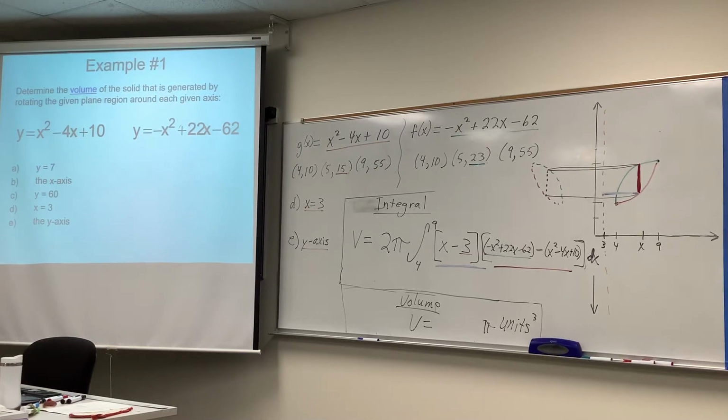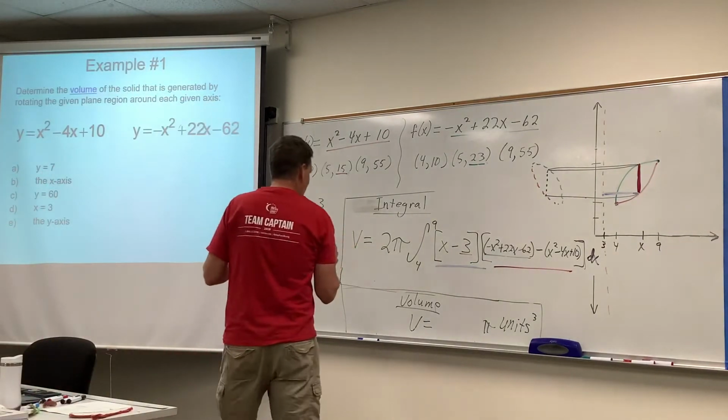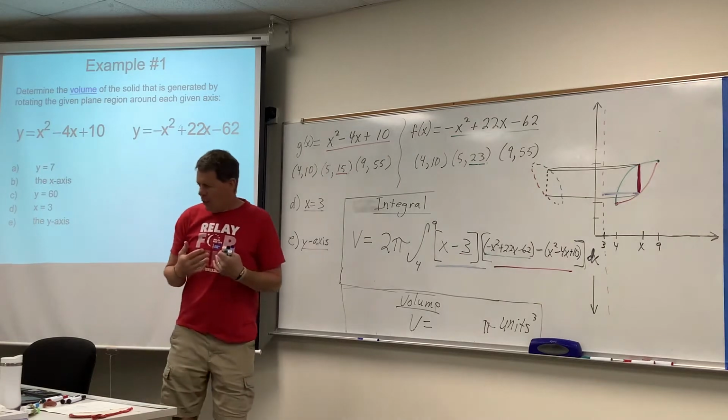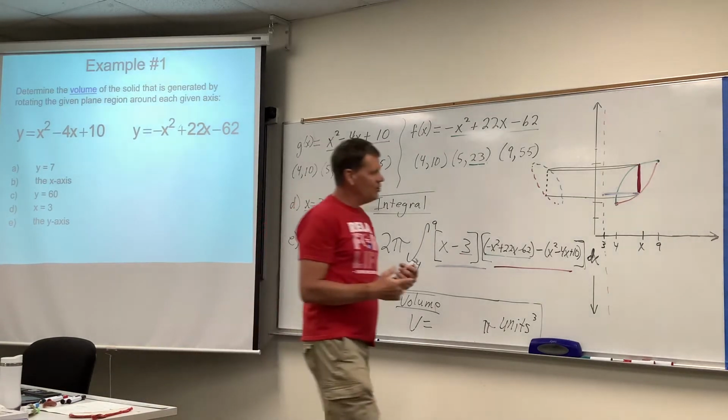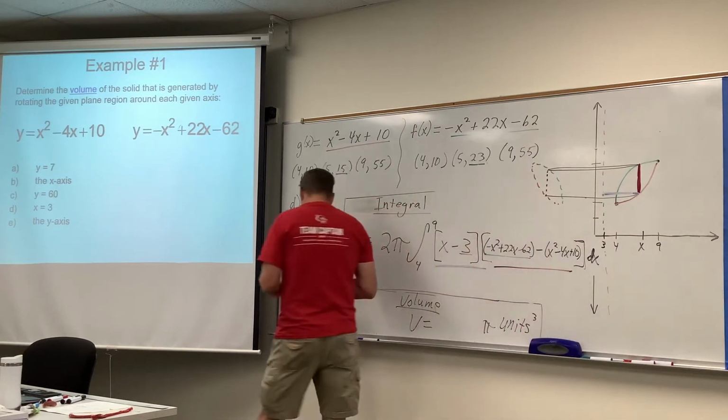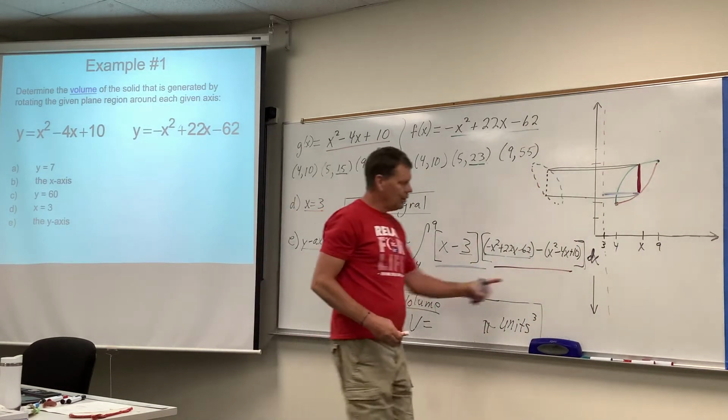Here is example 1, part E. All right. Very minor change to the previous example, so I left a lot of the similarities up here. We're now going to take this region bounded by these two curves and revolve it around what? The y-axis. The y-axis is a vertical line.